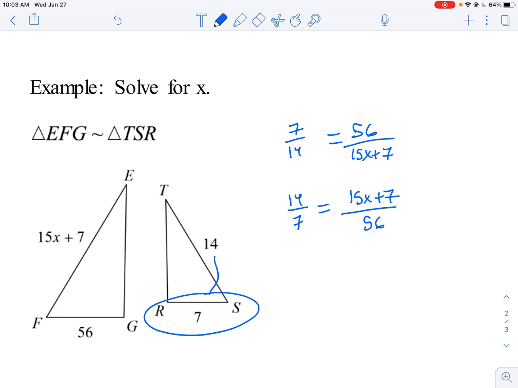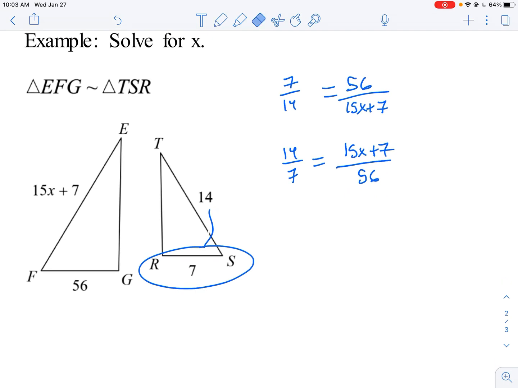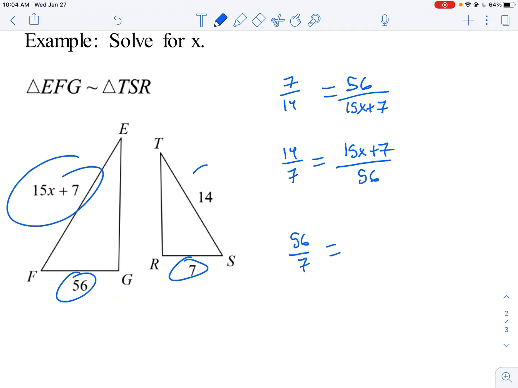You could have set up other ratios. Let's say I didn't want this one. Say I wanted to do 7 and this one. So I can even do big over small this time. I could do 56 over 7, the big length over the small length, and get 15x plus 7 over 14. And you could do the flip version of those as well. You could do 7 over 56 equals 14 over 15x plus 7.